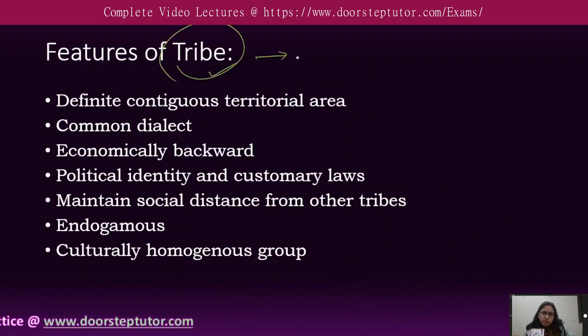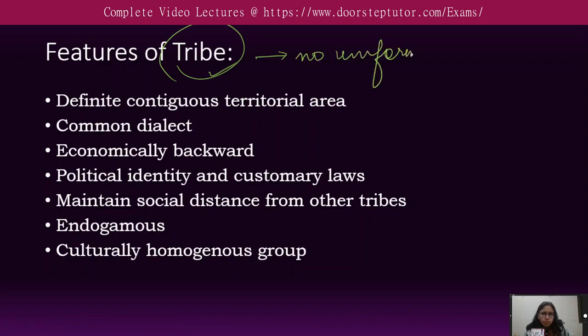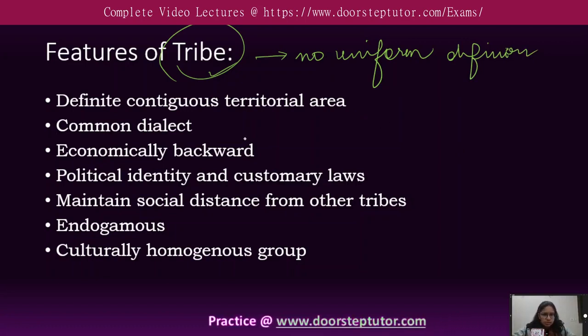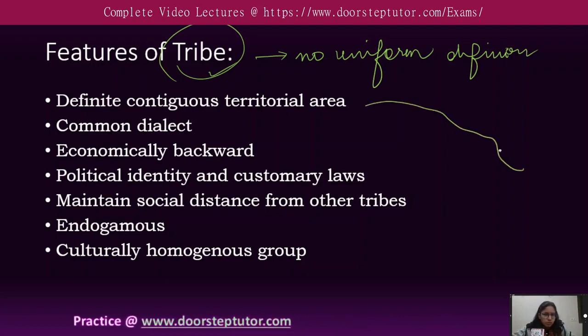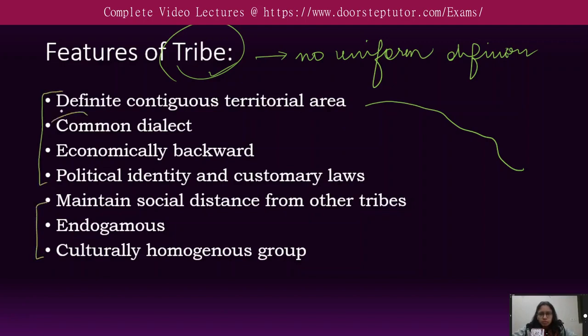The difficulty about this topic is that there is no uniform definition or criteria by which you can say that every tribe can be defined, because this category of society is so diverse that you cannot sum them up in 2 or 3 lines. That's why we try to understand them through different features, because some tribes may have these 4 features but not these 3, and some may have all but not this one. So it is better to understand them through features of the tribe.